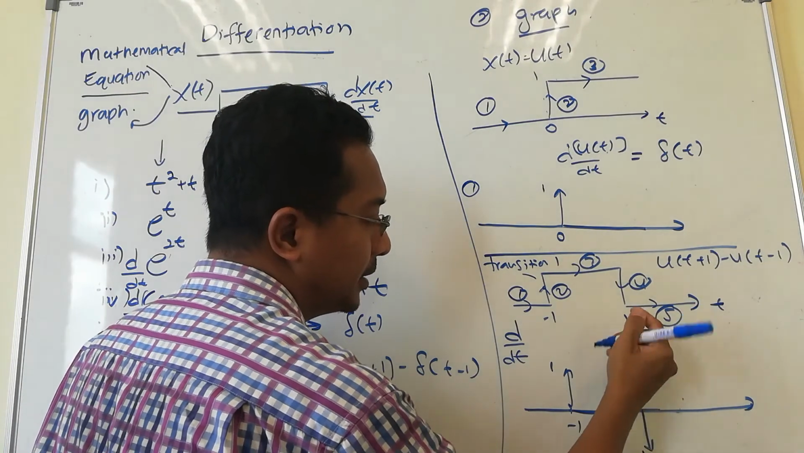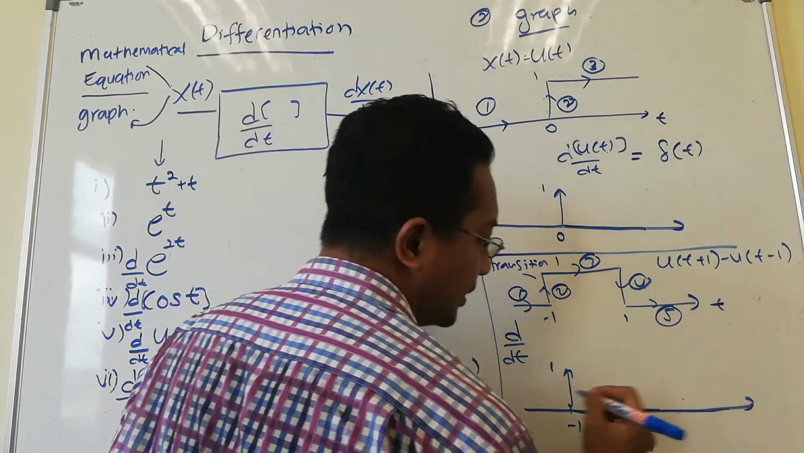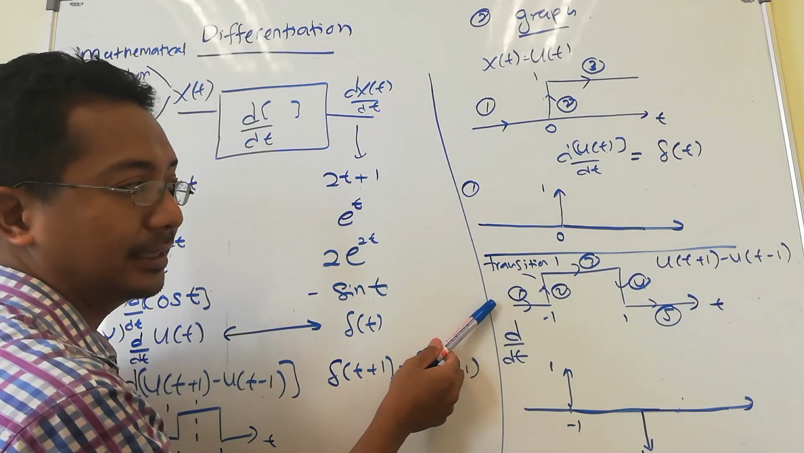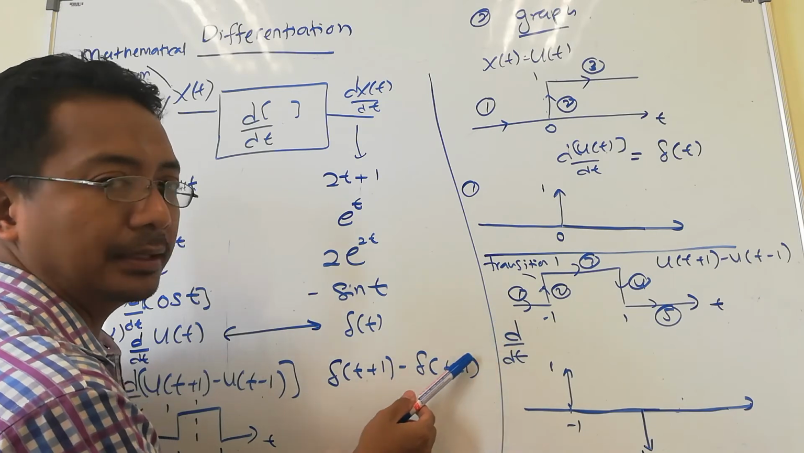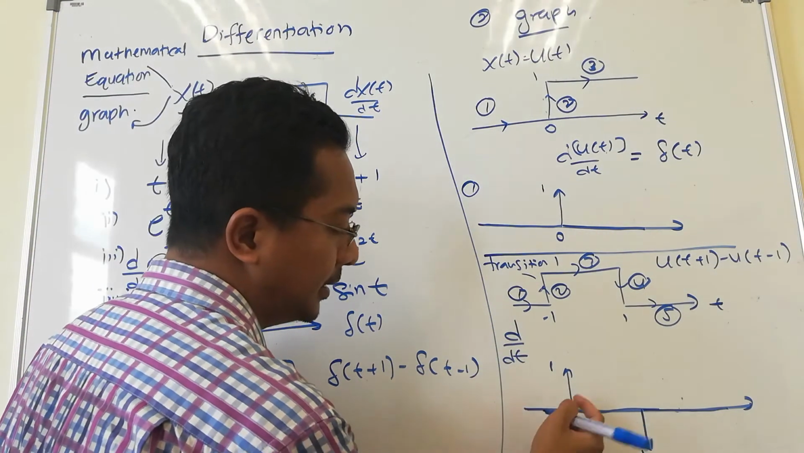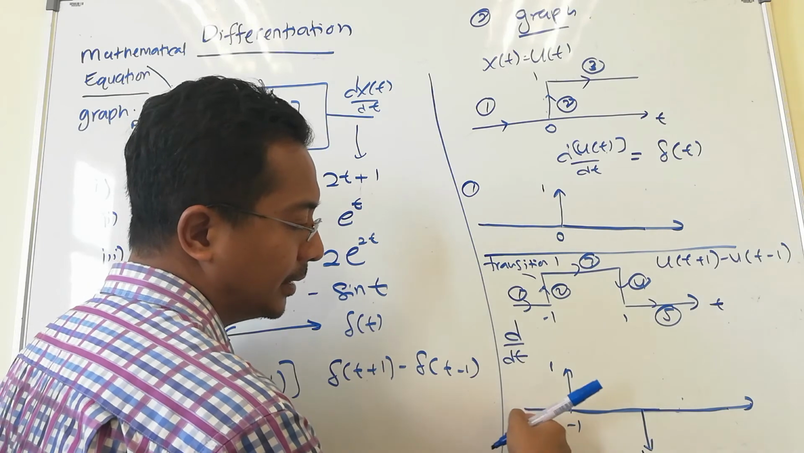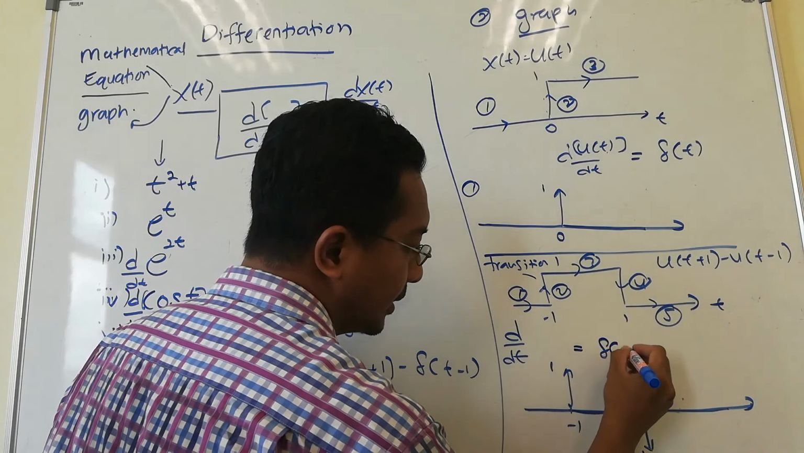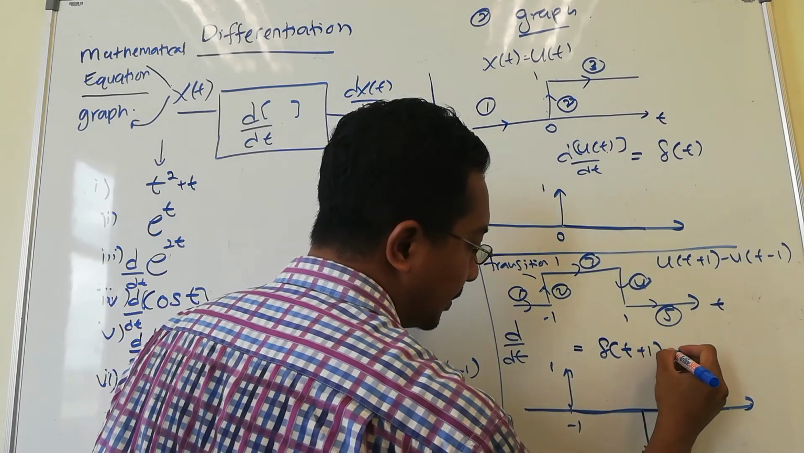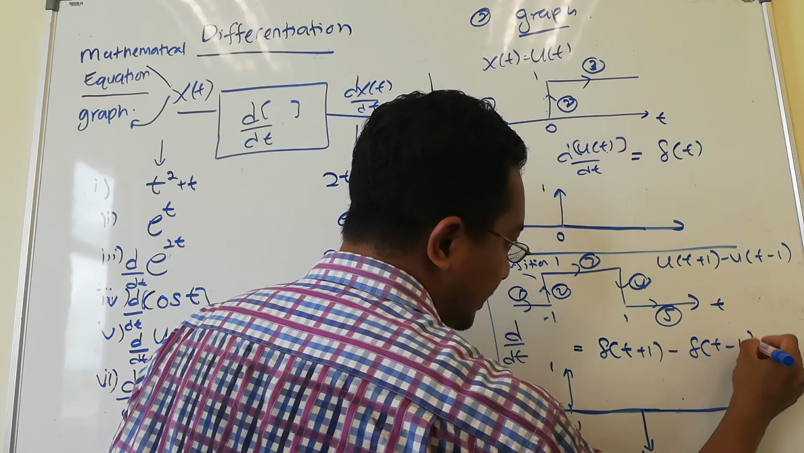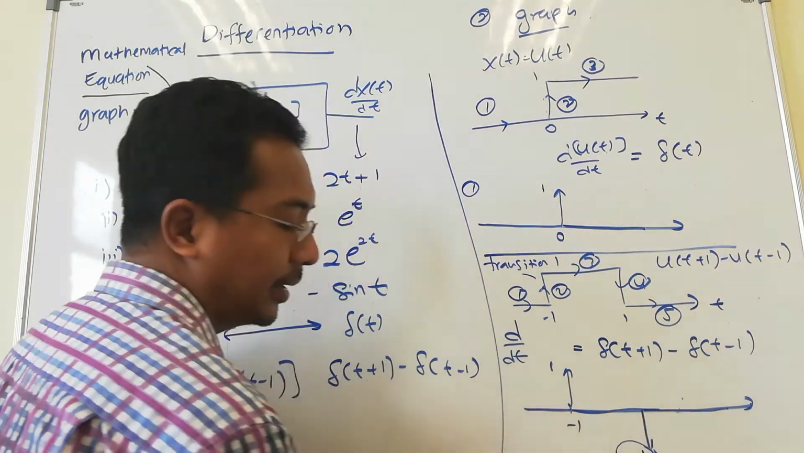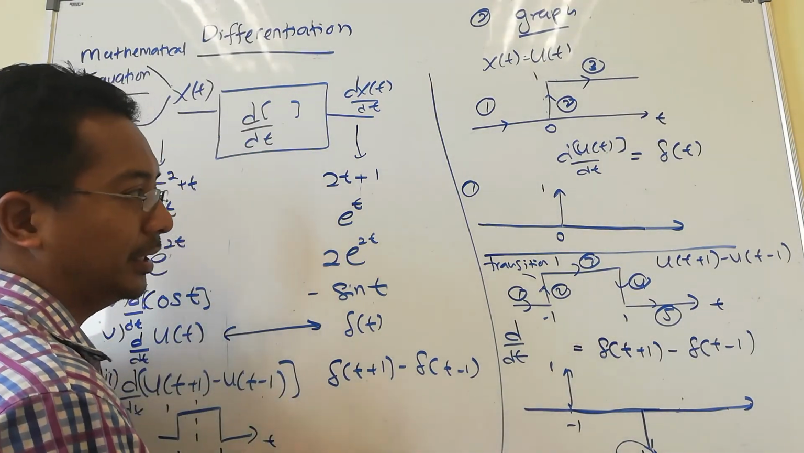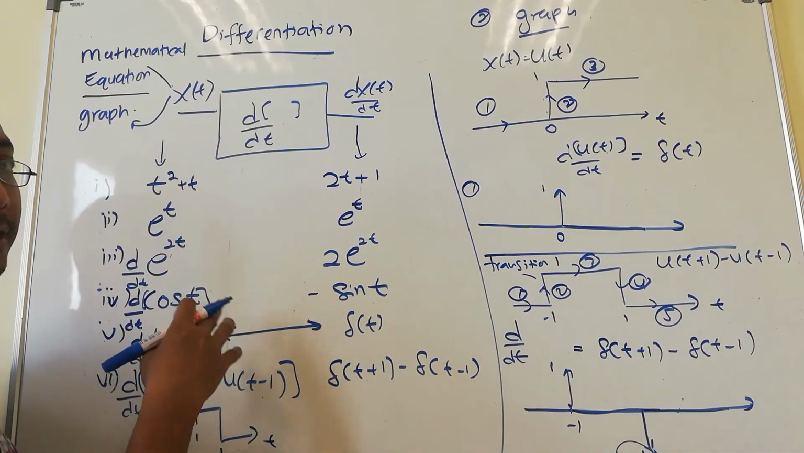Okay, so we can translate or represent this in a mathematical equation. So we get delta t plus 1 minus delta t minus 1. Minus is because we have negative amplitude over here. So for differentiation we have two methods. The first is the mathematical method, and the second one is the graphical method. You can use both, or you can use one of them.